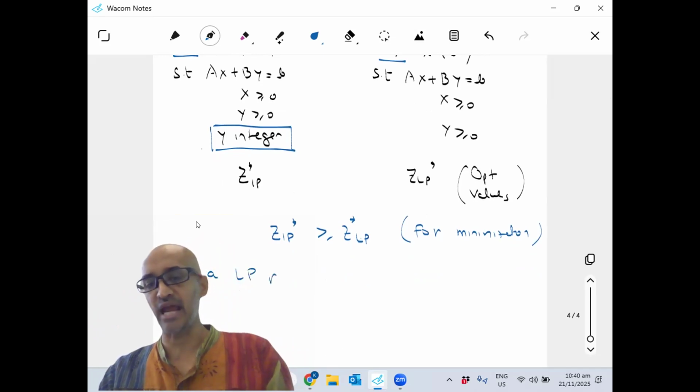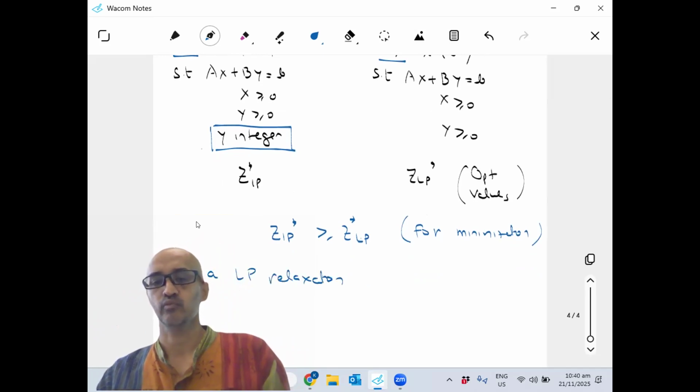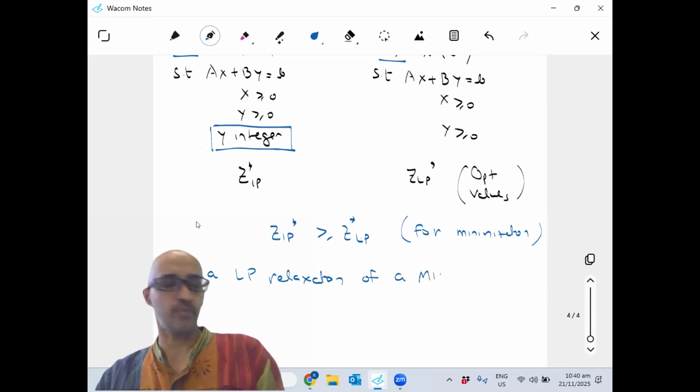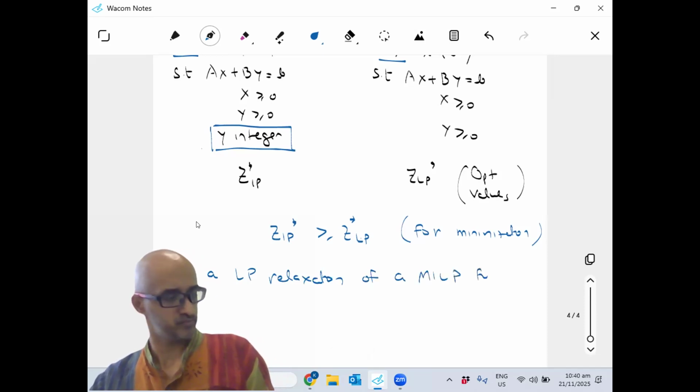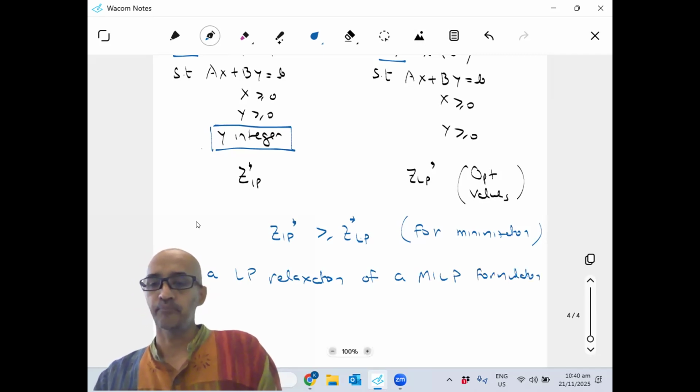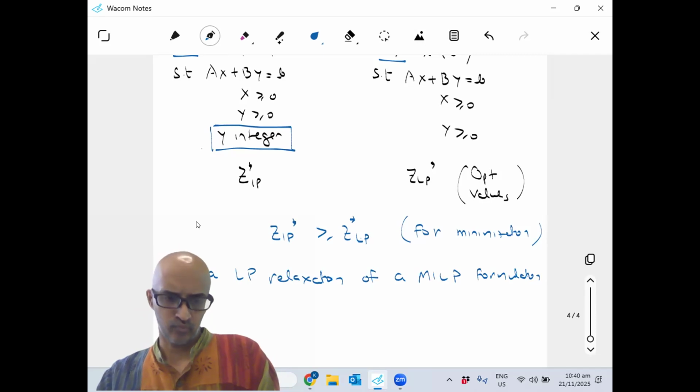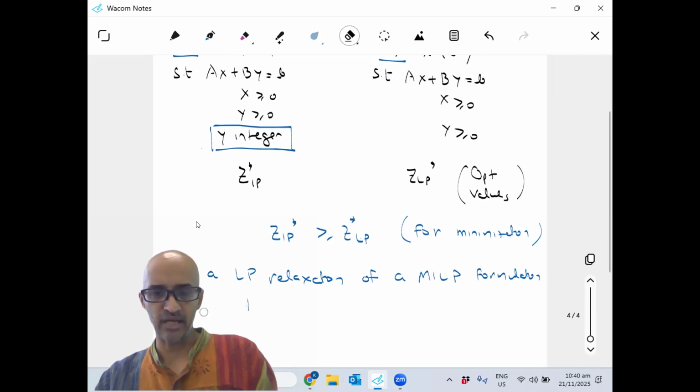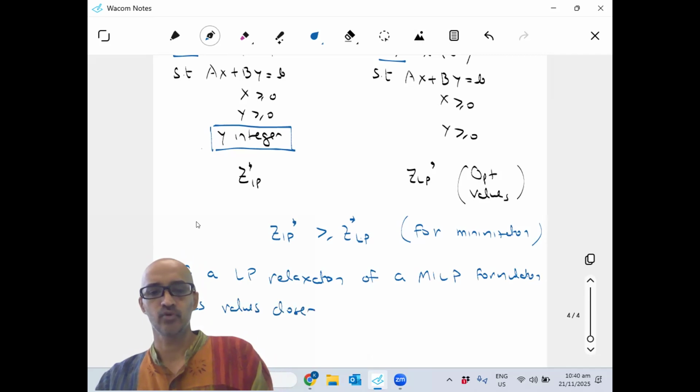If the LP relaxation of a MILP formulation gives values closer to the IP, it's a better formulation, right?